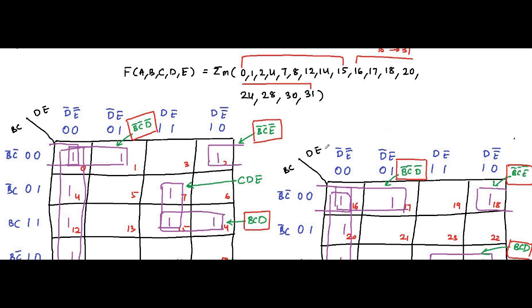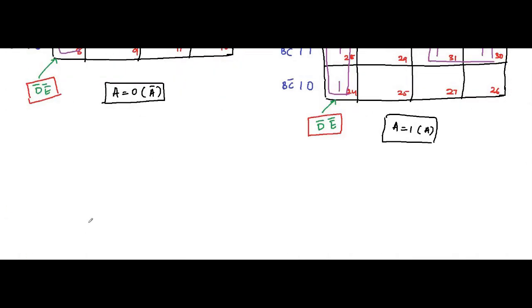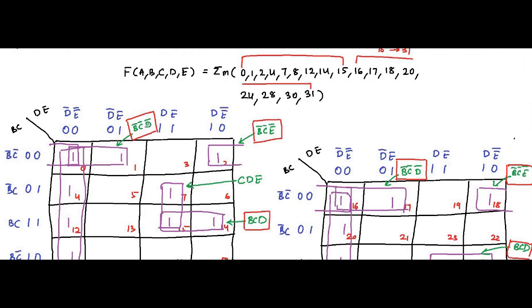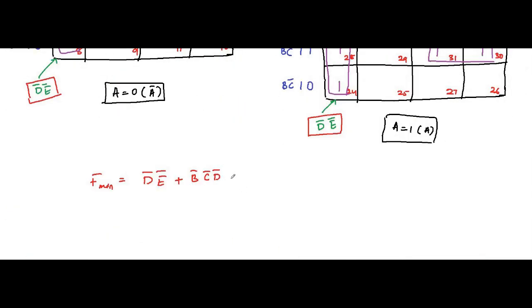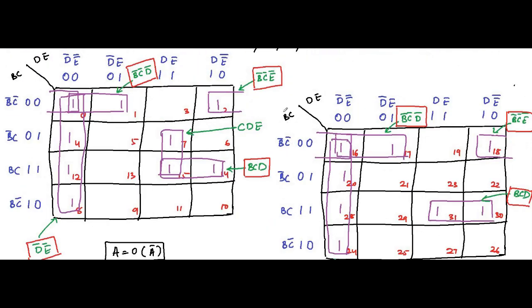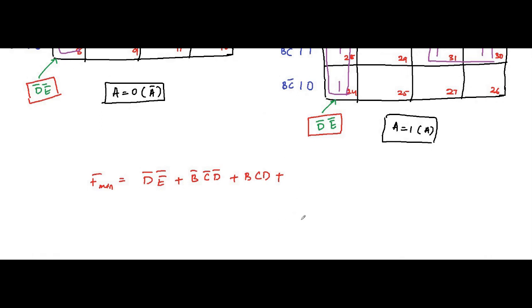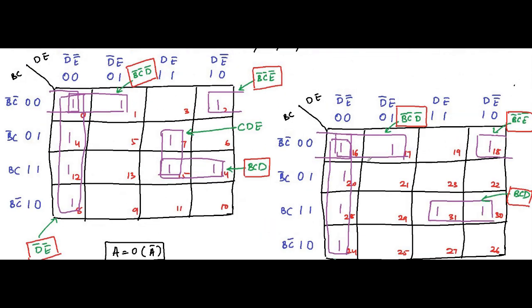So there is an absolute guarantee that these common sets of variables will appear directly in the minimized Boolean expression. Let us write them directly, because I've told you why. D bar E bar, or B bar C bar D bar, then B C D, then B bar C bar E bar. These are the four common sets of variables.